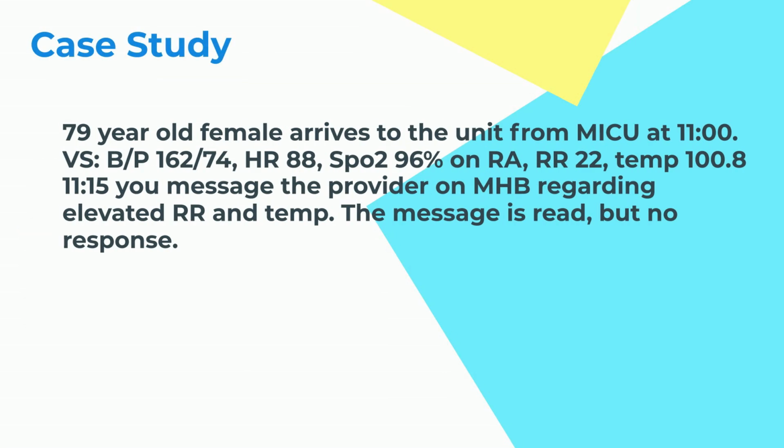Let's review a case study of a patient who arrives to the unit from the MICU. This is a 79-year-old female arriving to the unit at 11 a.m. Vital signs are a blood pressure of 162/74, a heart rate of 82, SpO2 of 96 on room air, respirations 22, and a temperature of 100.8. At 11:15, you message the provider on your mobile heartbeat regarding the elevated respirations and temperature. The message is read, but no response.